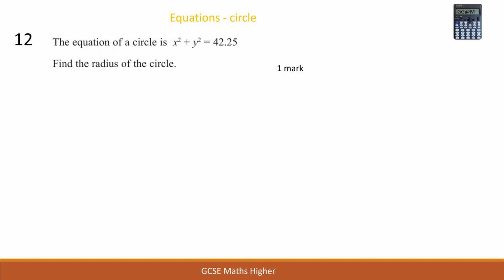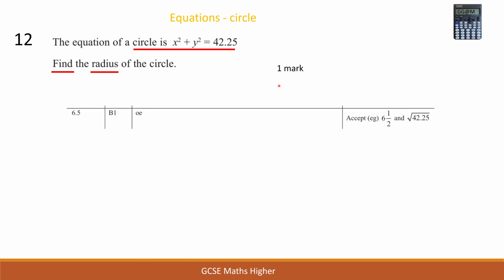This is a question to do with the equation of a circle. In this question, you are told that the equation of the circle is given here, which is x squared plus y squared is equal to 42.25, and you've got to work out the radius of the circle for 1 mark. Press pause, have a go at working out the answer, press play when you're ready to hear the answer.